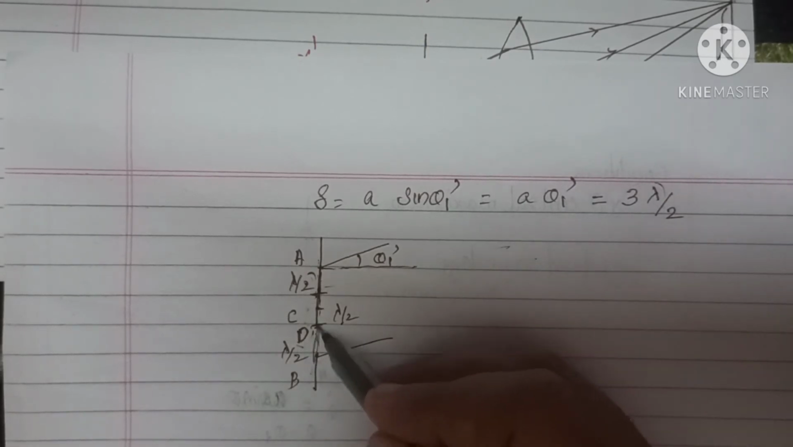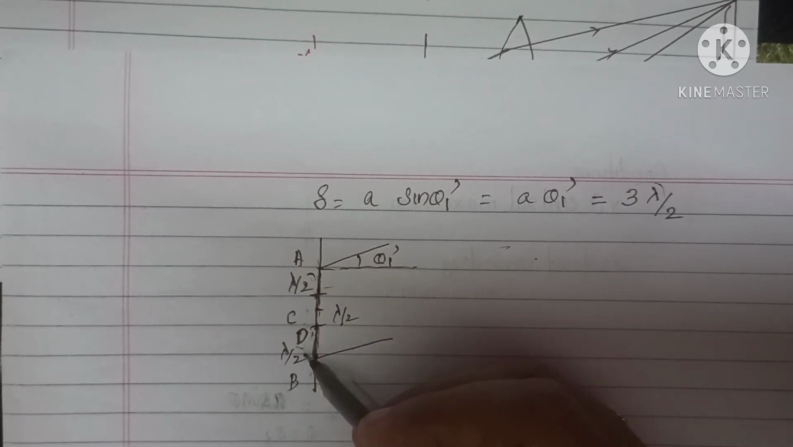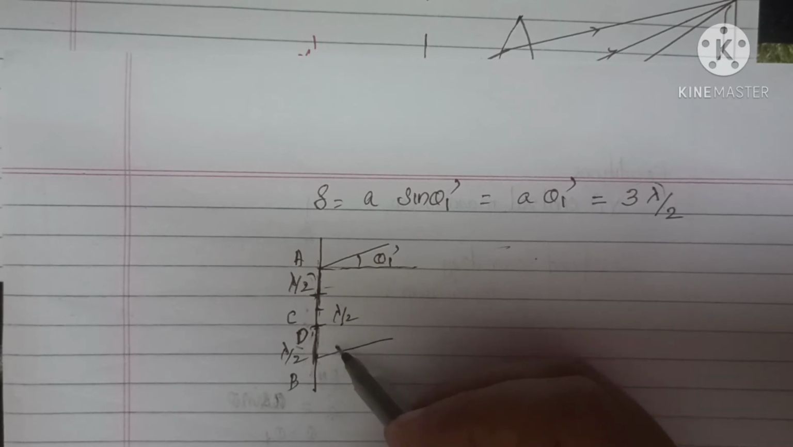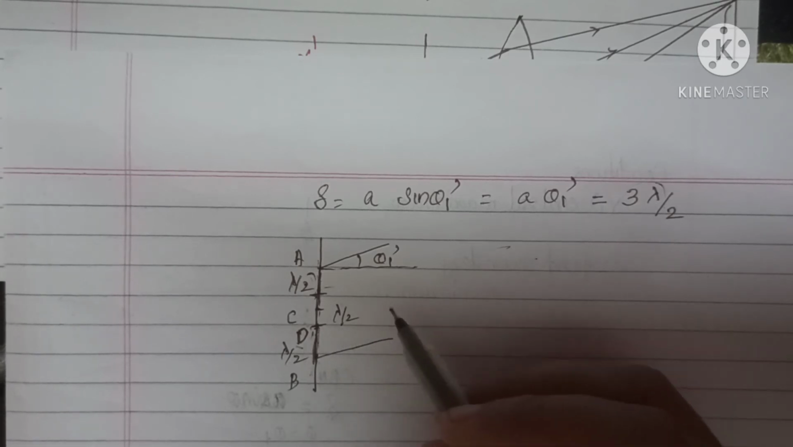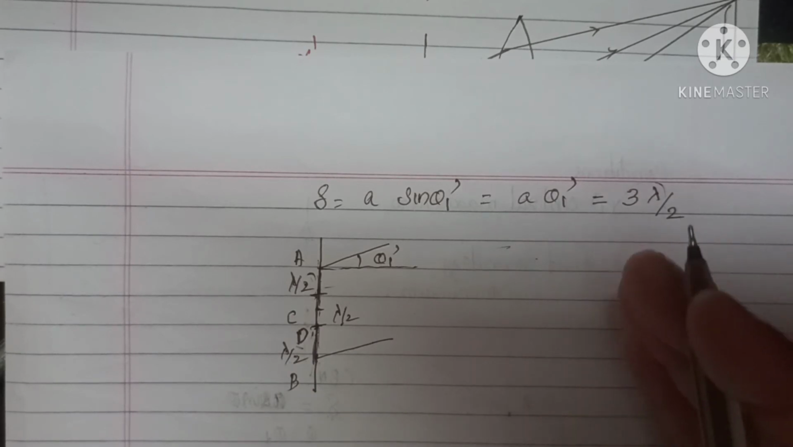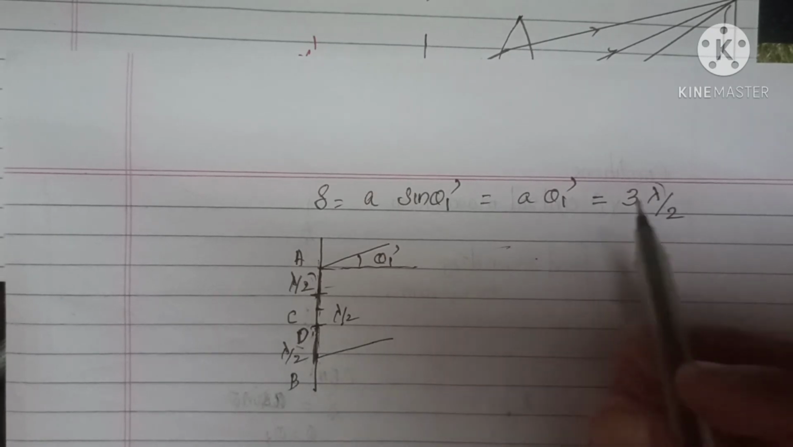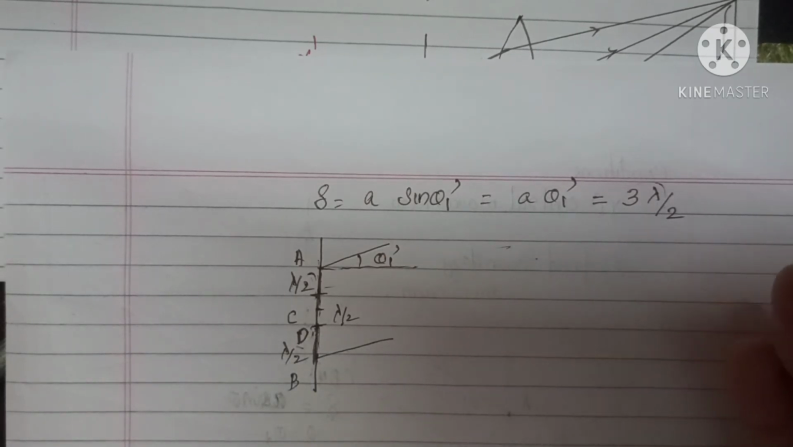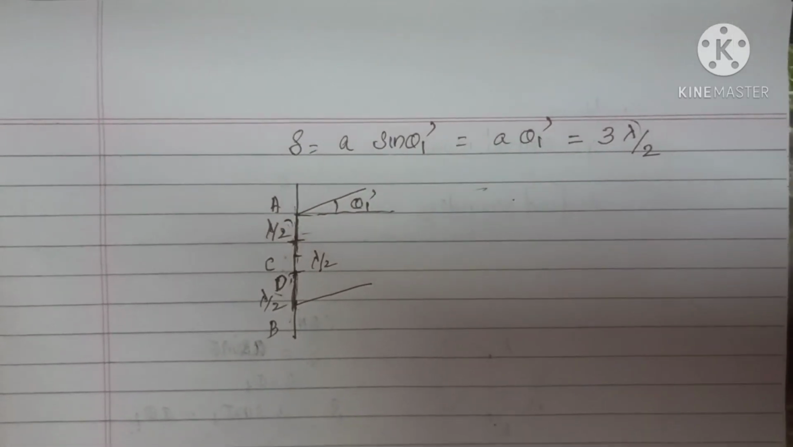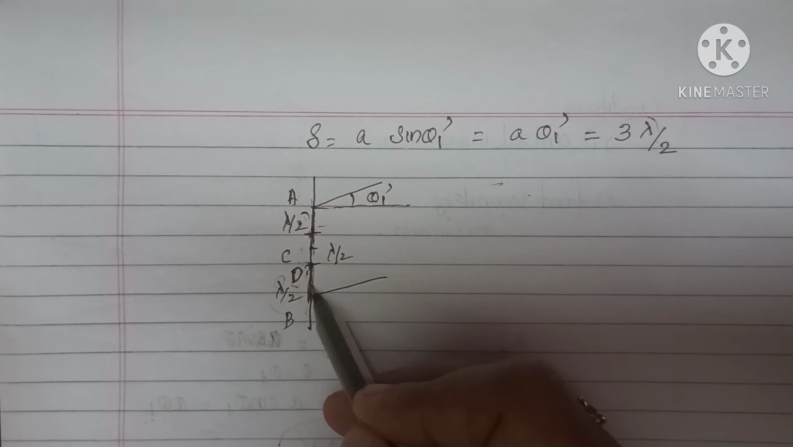But the remaining lambda by 2 is there. Isn't it? So this remaining lambda by 2 is actually responsible for that secondary maxima. That is why you are getting intensity less than the central maxima. Understand? As I told, the intensity will be less as we are moving away from the point O. So this intensity is reduced because we have only this lambda by 2 part. Isn't it?